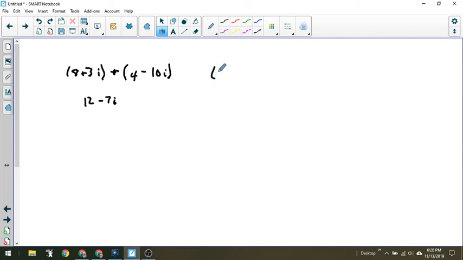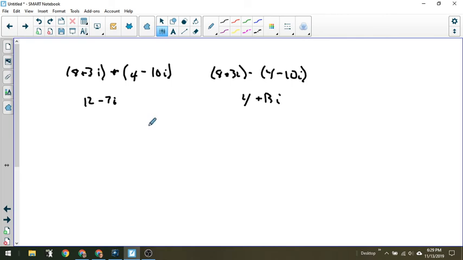Now that's an example of addition. Now suppose I wanted to subtract one complex number from another. 8 plus 3i minus 4 minus 10i. Two complex numbers, I'm subtracting the second one from the first. I get 8 minus 4, which is 4. I get 3i minus a minus 10i, so I get 3i plus 10i, plus 13i when I subtract this imaginary number from this one.